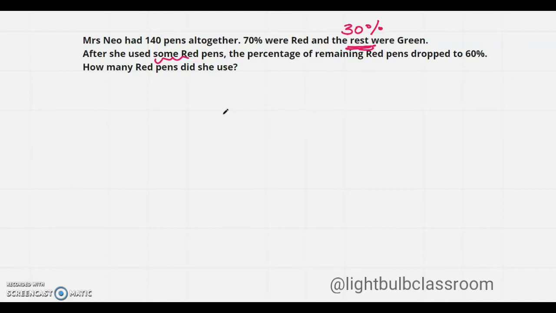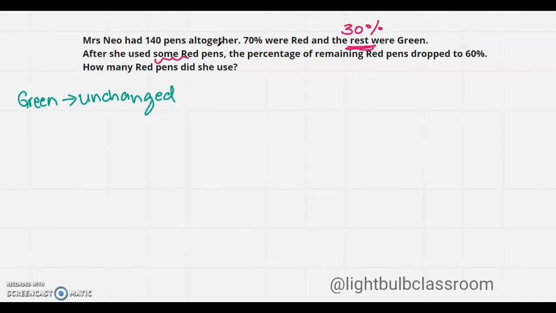Now, if you realize in this question, the only change is in the number of red pens. The green pens remain unchanged, right? So why don't I change it to green? So green is unchanged. Now the unchanged method can come in many different topics. Percentage is one, ratio, fractions, the most common ones actually. All right, so let's solve it first.